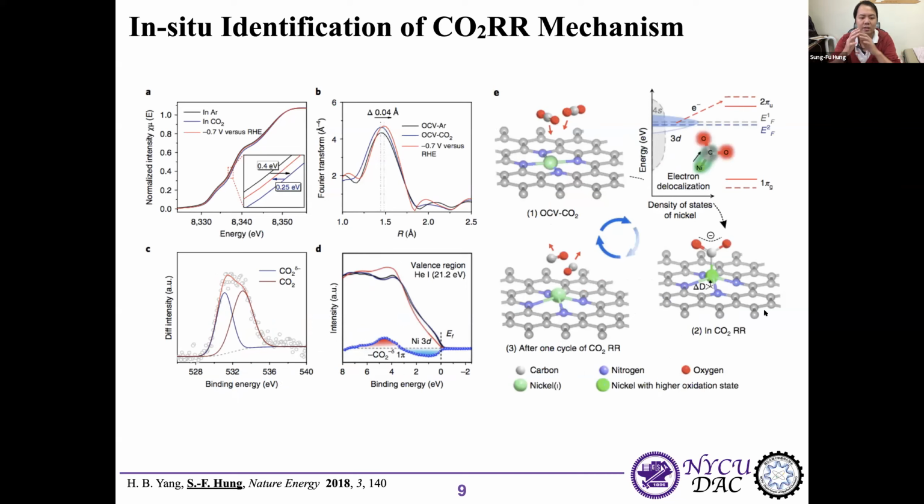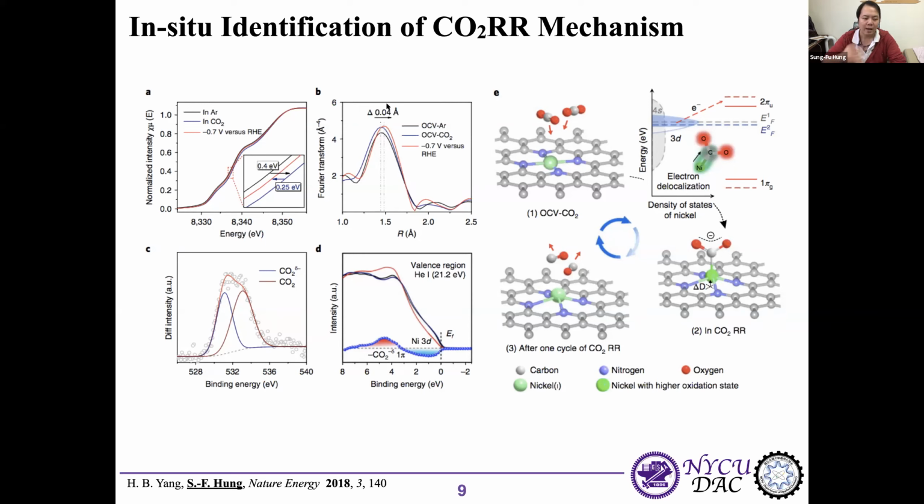Okay, so we conducted the in situ X-ray absorption spectroscopy, and the results show the oxidation number of the nickel increases after the nickel atom absorbs the carbon dioxide at the surface, and during the reaction, the central nickel will be reduced. Yeah, the oxidation state will decrease, and we can see from the EXAFS results, the nickel to nitrogen bond is elongated here.